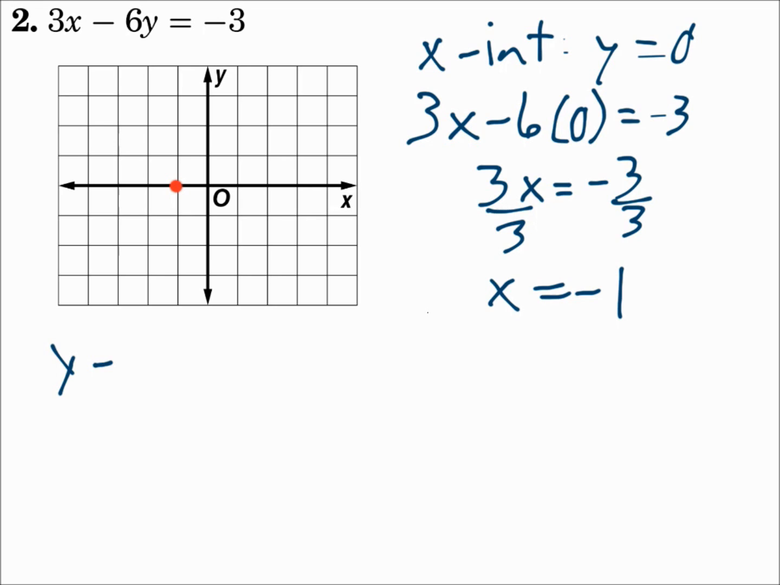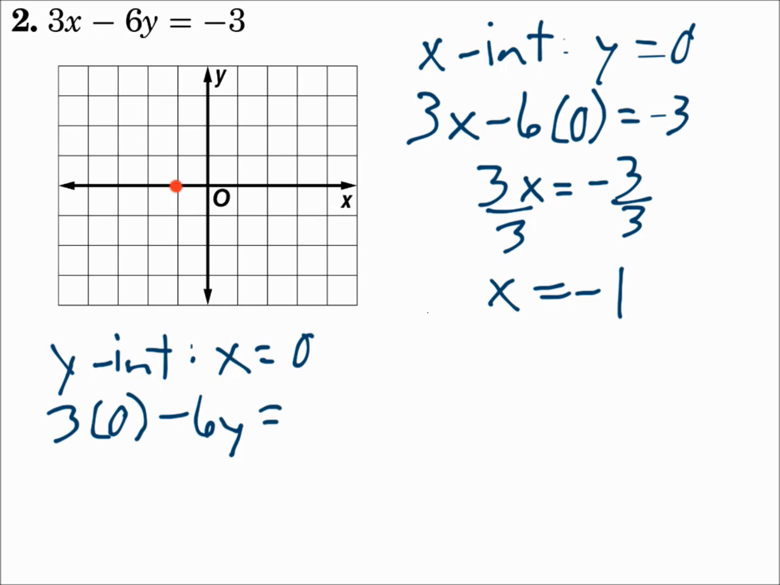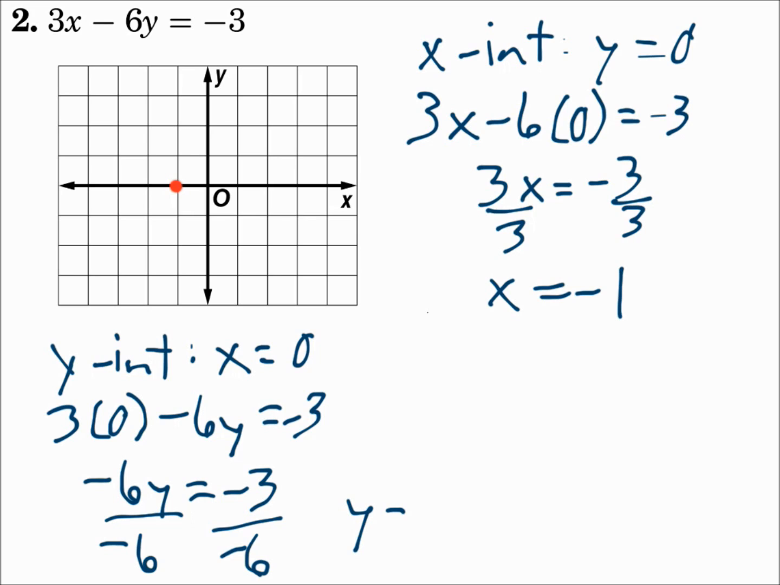For the y-intercept, make x equal 0. 3 times 0 minus 6y equals negative 3. 3 times 0 is 0, leaving just negative 6y. Divide both sides by negative 6. The negative 6's cancel on the left, leaving y, and negative 3 divided by negative 6 is 1/2. So plot the y-intercept at 0, 1/2.